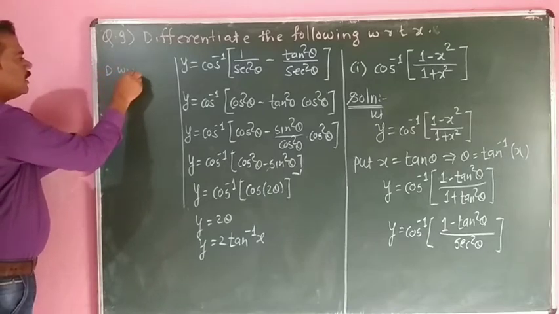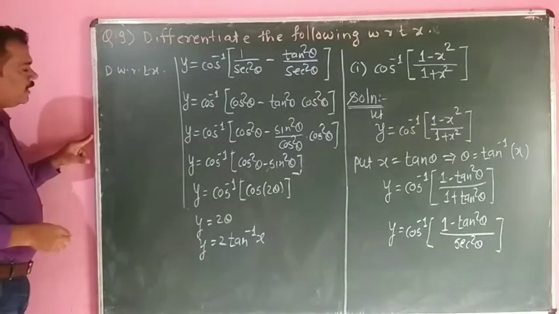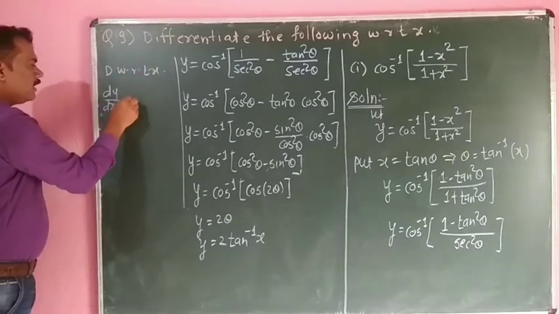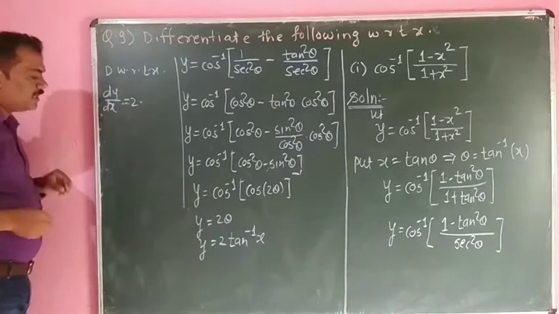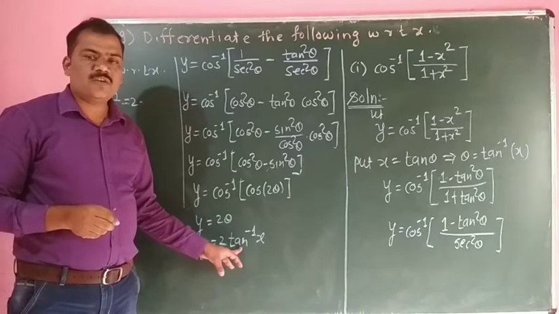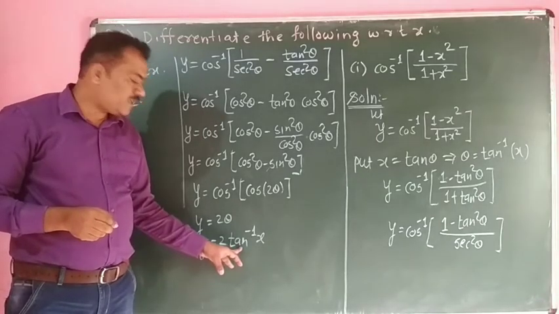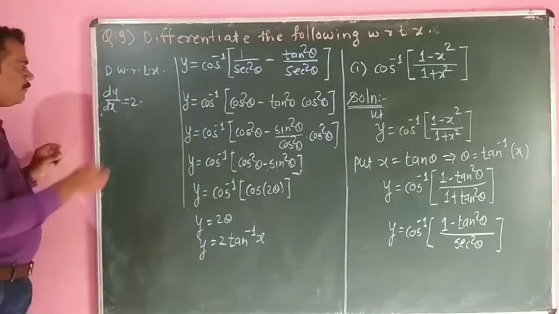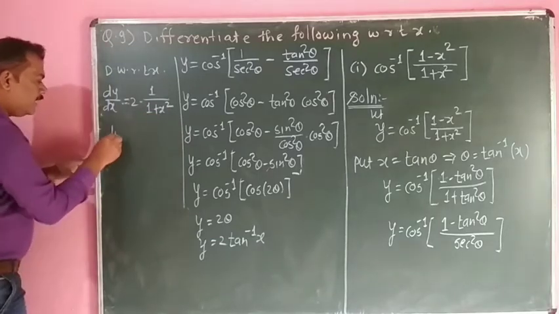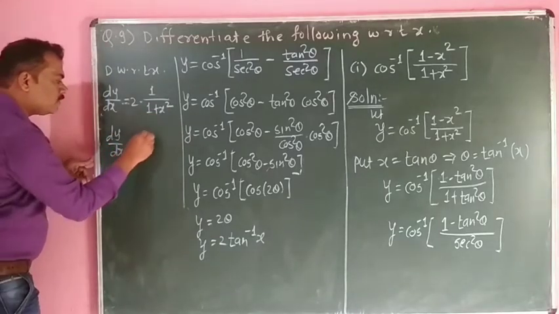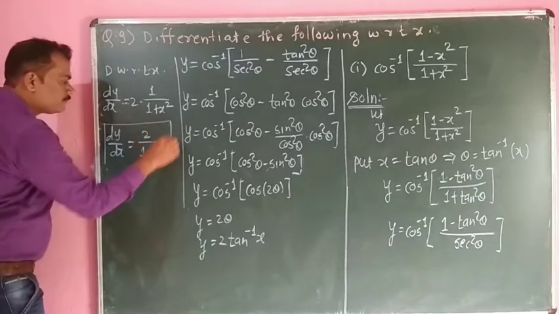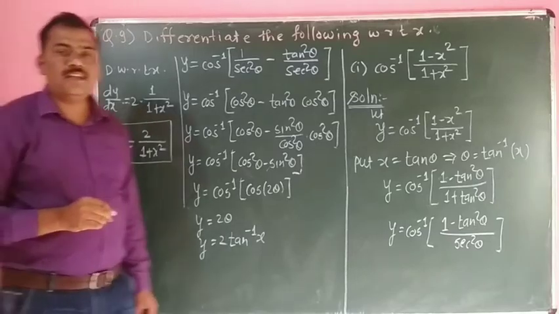Differentiating with respect to x, we get dy by dx. 2 is a constant, so we take it outside the derivative, leaving the derivative of tan inverse of x. What is the derivative of tan inverse of x? Tan inverse of x is a standard inverse trigonometric function, and its derivative is 1 upon 1 plus x square. That is, dy by dx is equal to 2 divided by 1 plus x square, which is the required answer.